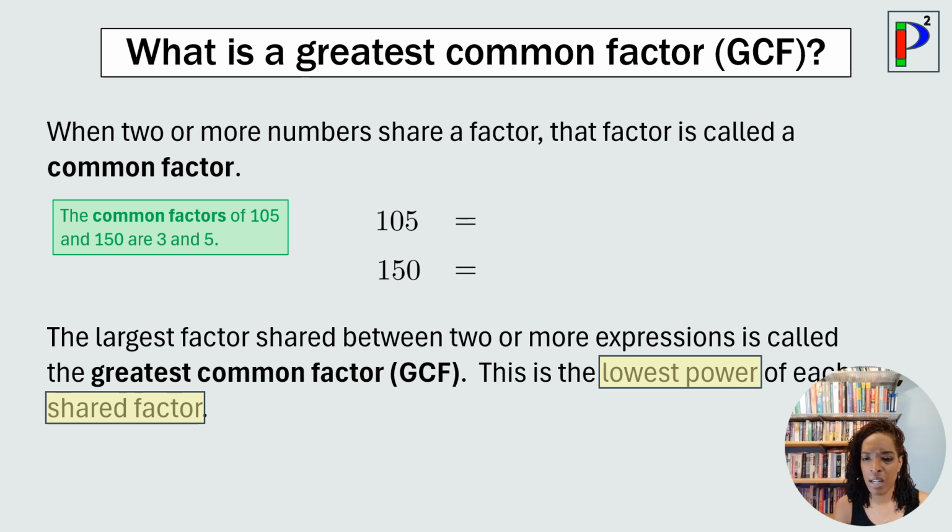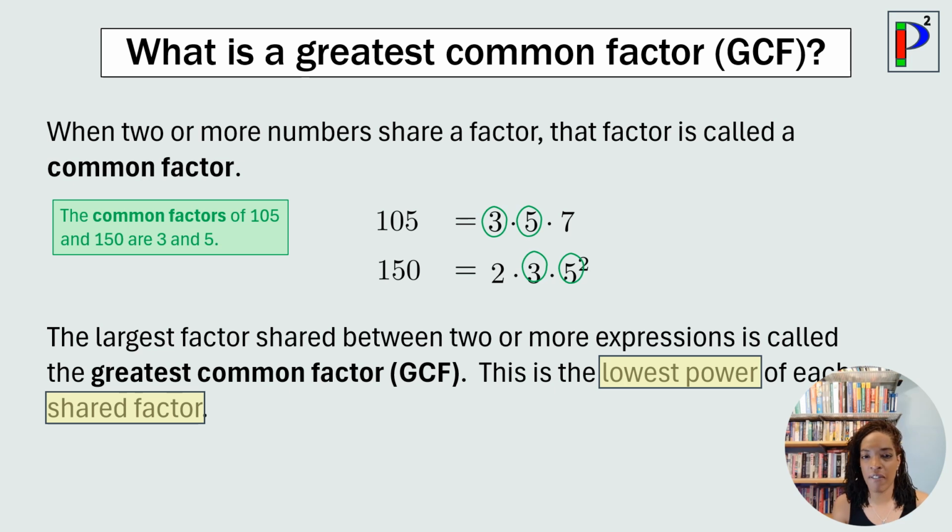Well, let's write our expressions in expanded form. Okay, so you can see that the lowest power of each will be the shared factor. So think about it, like if I chose 5 squared as my greatest common factor, I only have one 5 in 105. So we have to have the lowest power.